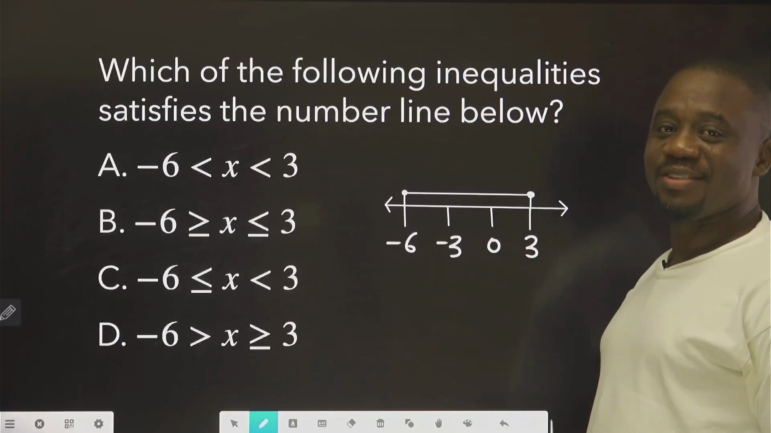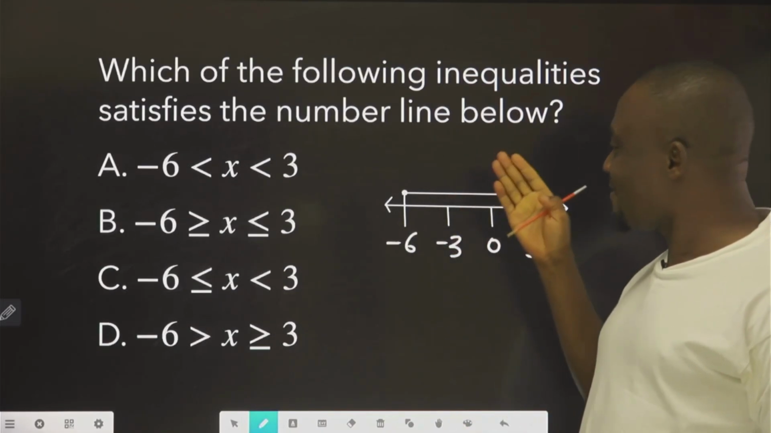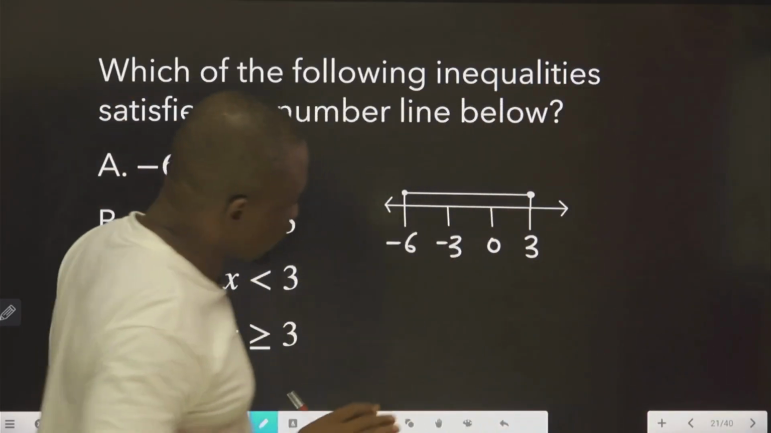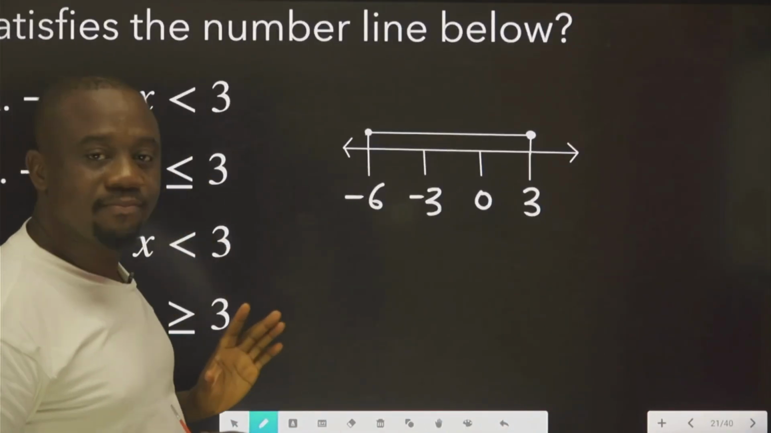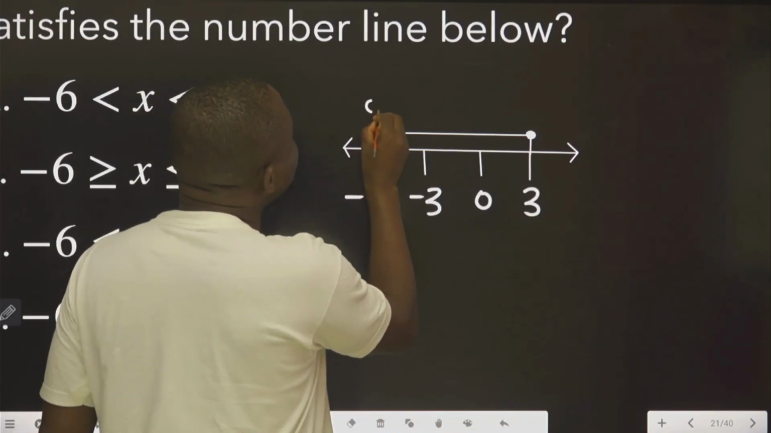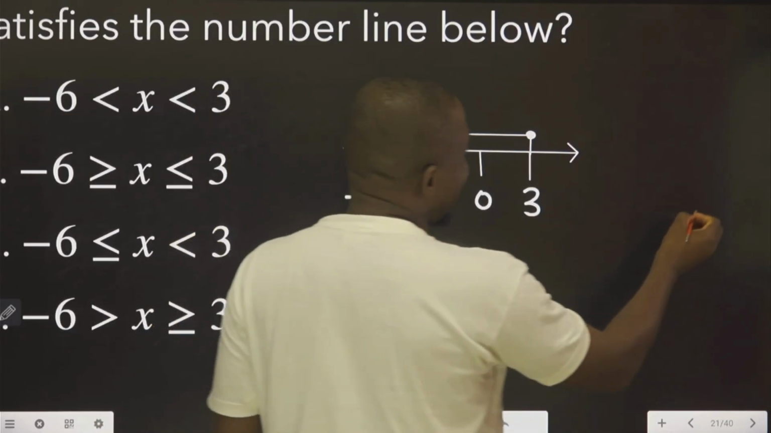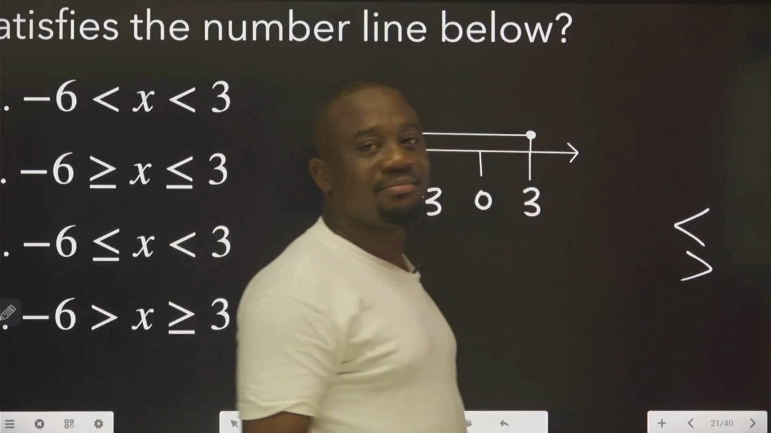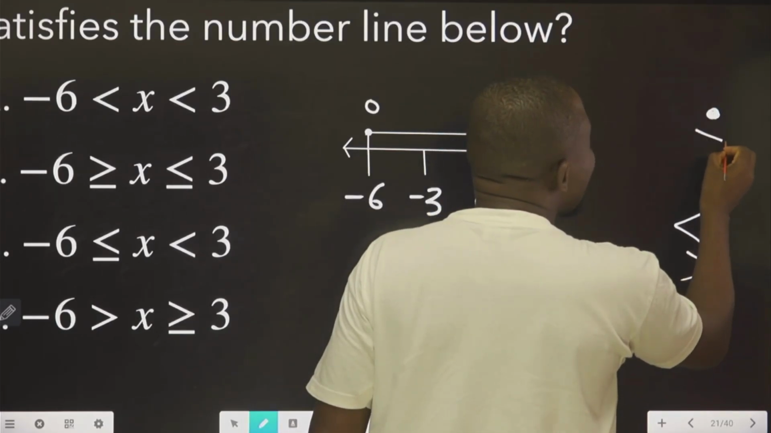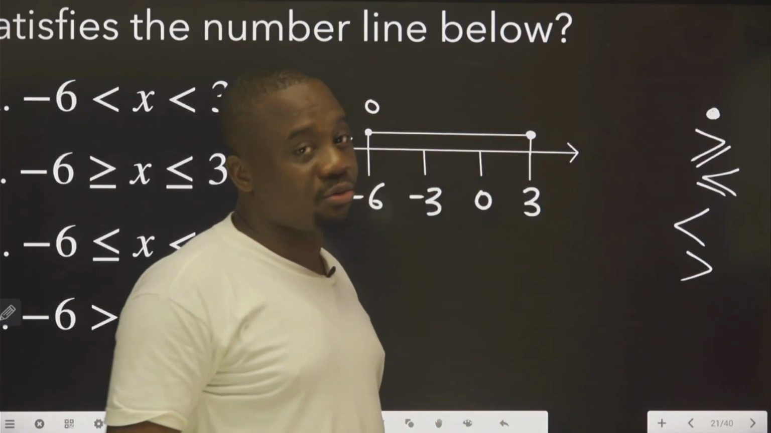Let's look at this question. It says, which of the following inequalities satisfy the number line below? First of all, don't look at the options. Analyze this. In inequality, if this is open, it could be either less than or greater than. If it is closed, it could either be greater than or equals to or less than or equal to. It depends on the direction of the arrows.